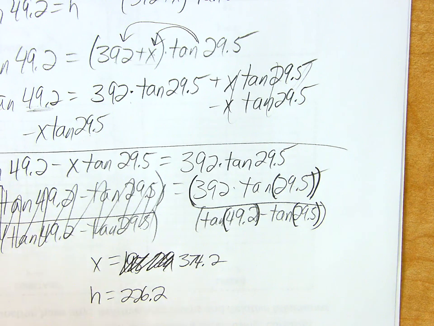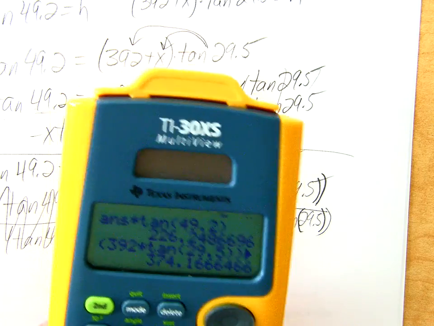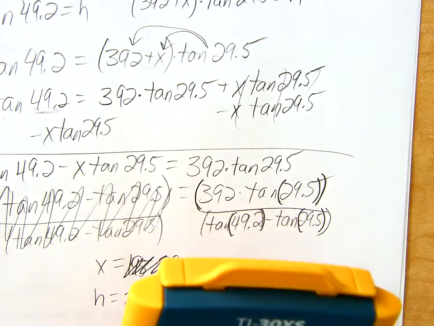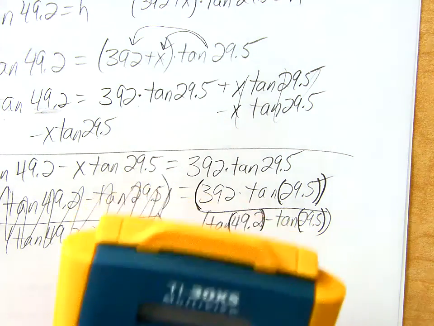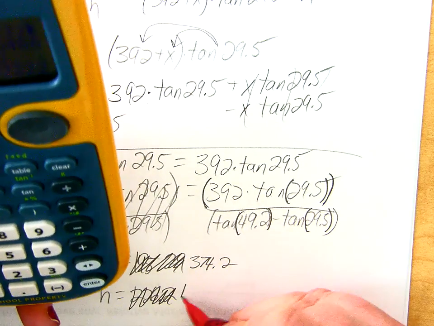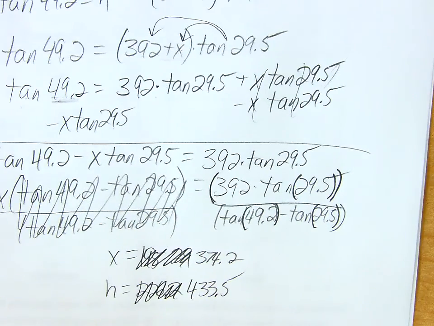Silly goose. So now I have that. So let's go ahead and multiply that by the tangent of 49.2. And that should get me h. 433.5. Looks a little bit better. Did people get that? Okay.